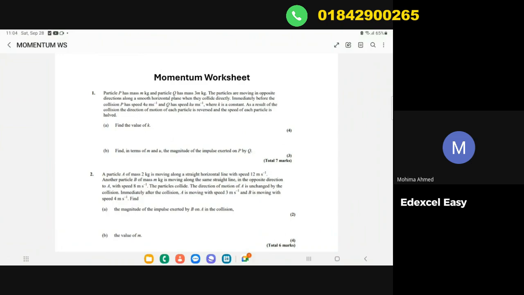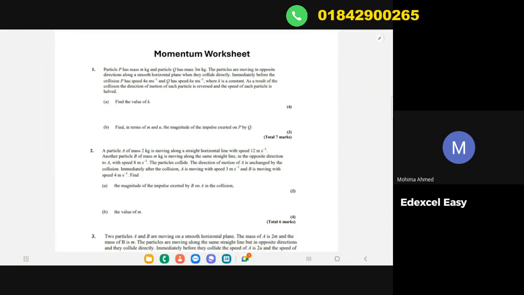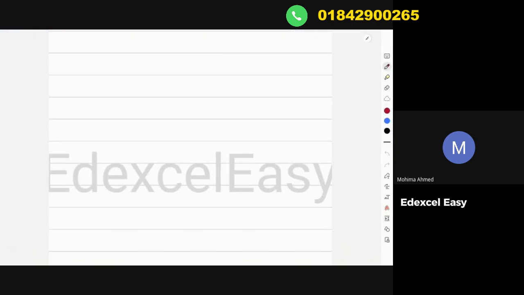We're going to start with Momentum's worksheet now. In this worksheet specifically, we're going to solve all the different types of momentum-related maths for M1. So let's start. We have to first understand the basics of momentum first.